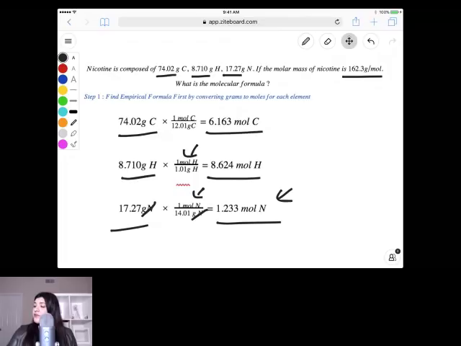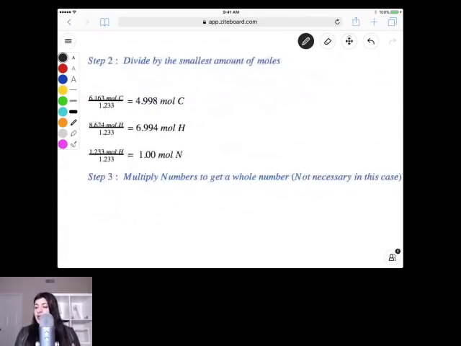So I'm going to do that for every single one. All right, so doing this, dividing by the smallest amount of moles, we get, and I should have canceled out the moles. Okay, so the moles actually cancel out. Sorry about that, guys. So it would have just been a subscript. And here we can round. So this is a nice case where we can just round.